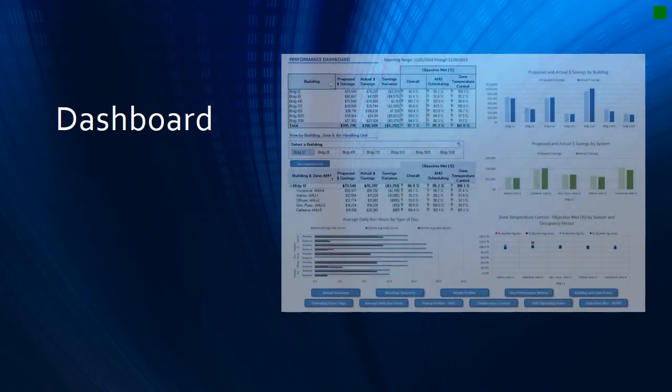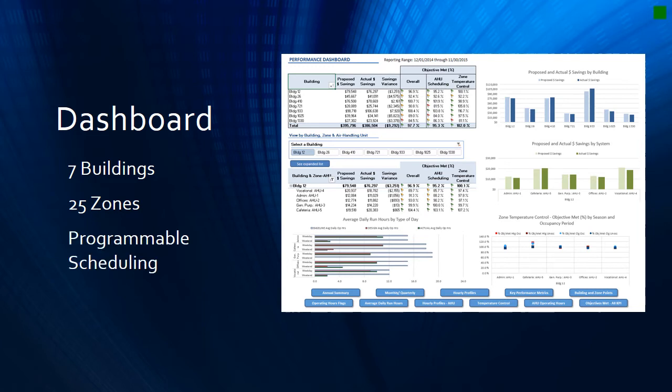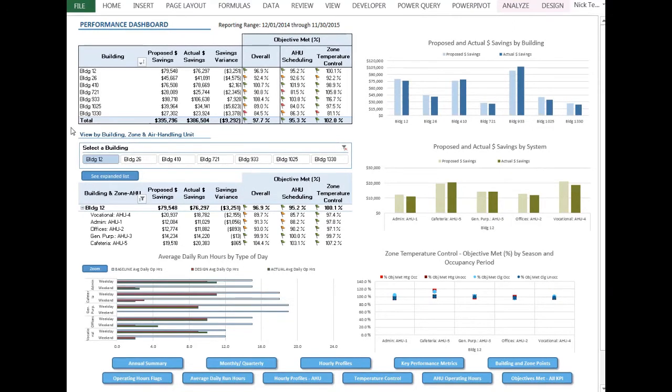What insights can be gathered from our dashboard? In our example, we have 7 buildings and a total of 25 zones with independent schedules and set points. Each zone has been equipped with programmable scheduling and zone temperature control strategies. The by building summary in the upper left section includes information on the proposed and actual savings. The last 3 columns show us to what degree the performance goals were met for the 2 strategies and overall.